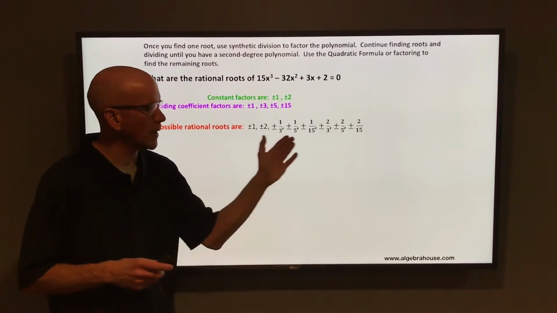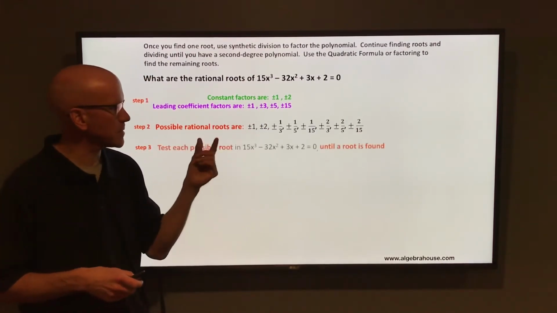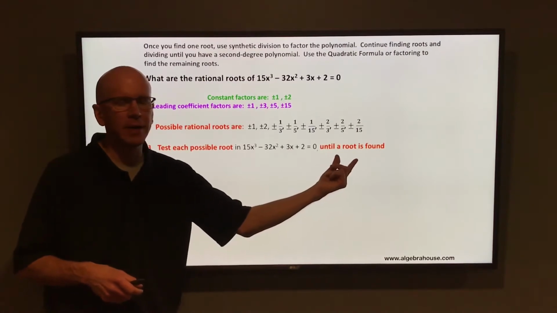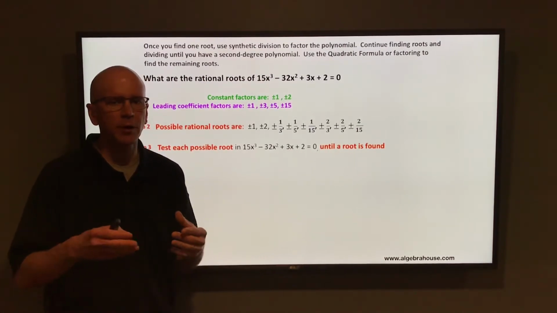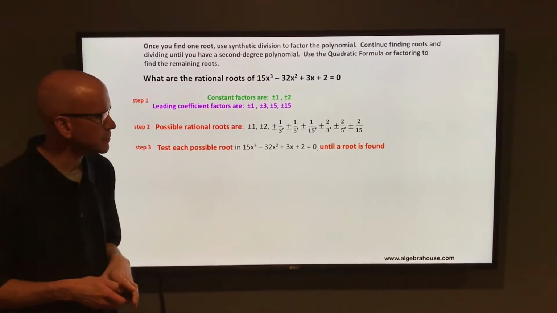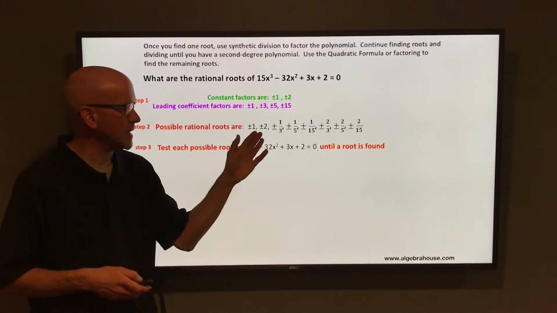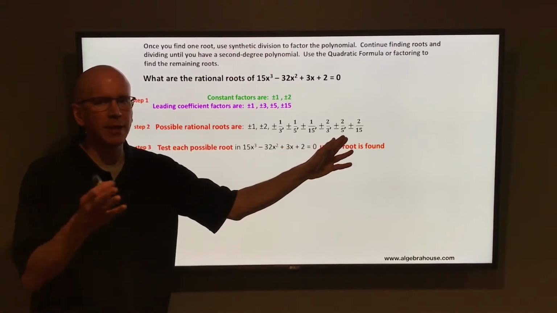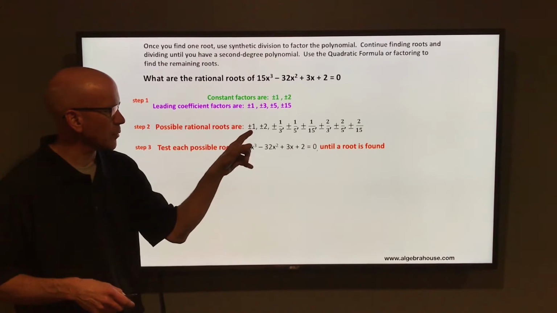We need to get one of those to work. So we need to substitute those in until a root is found. That gives us something to work with to find the other rational roots. So start with something easy. You want to avoid those fractions unless you absolutely have to use those. Start with the 1s and the 2s.